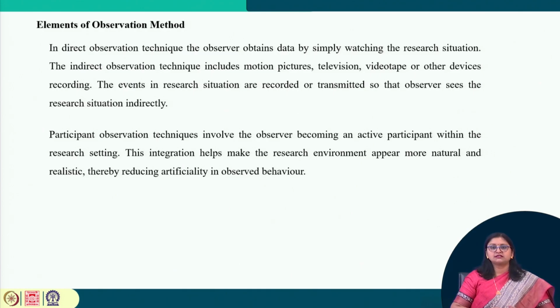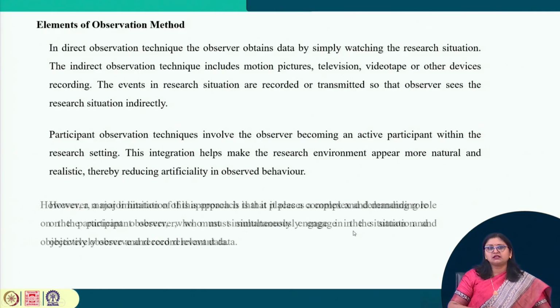Maybe we are sitting inside the room and watching the CCTV camera recording, that is indirect observation, where the respondent is not knowing that they are being observed. Participant observation technique involves the observer becoming an active participant within the research setting. This integration helps make the research environment appear more natural and realistic, thereby reducing the artificiality in the observed behavior of the respondents or the subjects of the research.